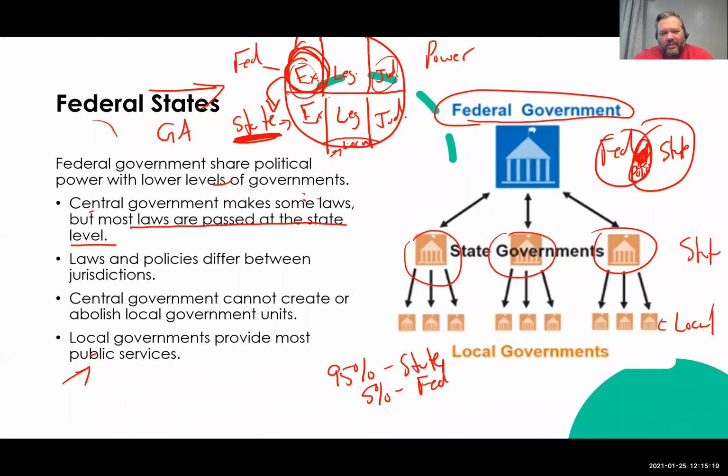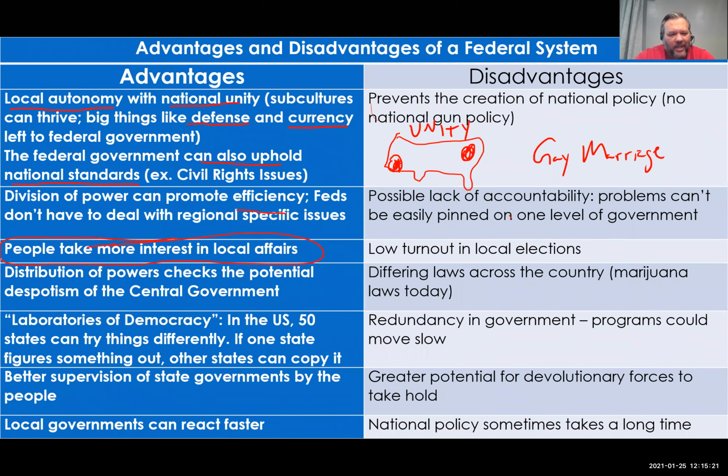It does provide a check on the power. And this one's pretty neat, the laboratories of democracy. Make sure you're good with this one. We have 50 states in the U.S. Let's say that we're trying to figure out how to deal with healthcare. One approach is to say, let's let the states figure this out. What if each state tried something a little bit different on their own, and came up with their own plan? You might have one state that says, hey, we figured this out. Then the other states can look at them and say, you know what, that's a good idea.